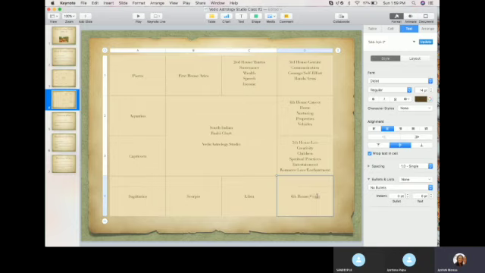And are these letters too small for you guys, or are you guys able to read this fine? Or should I make it larger?